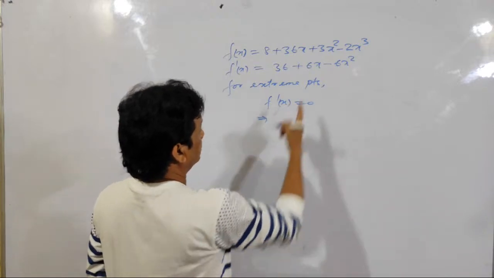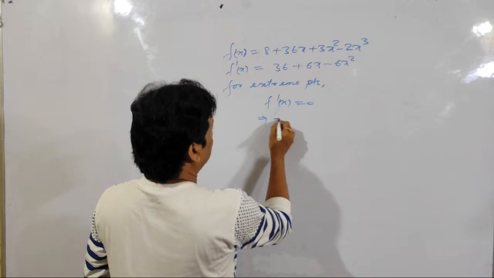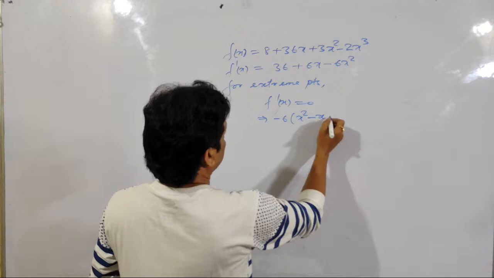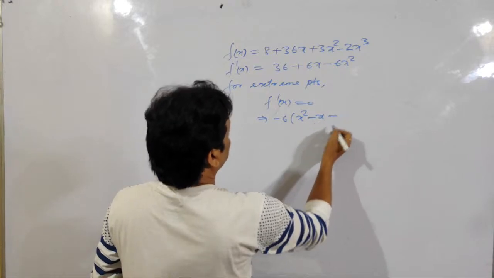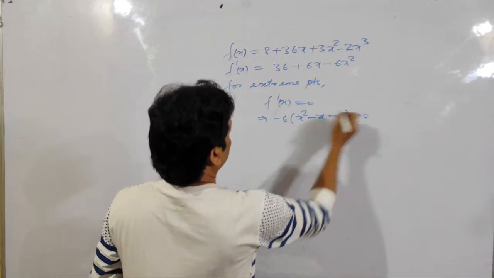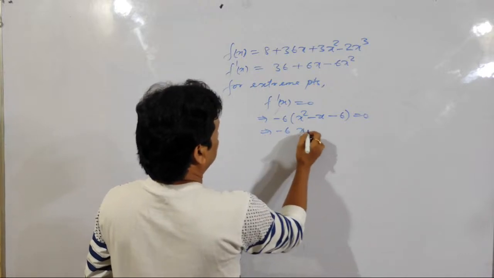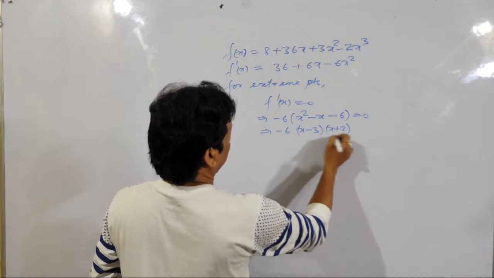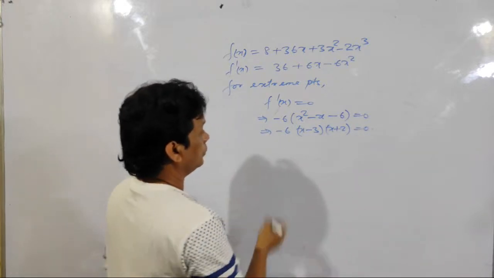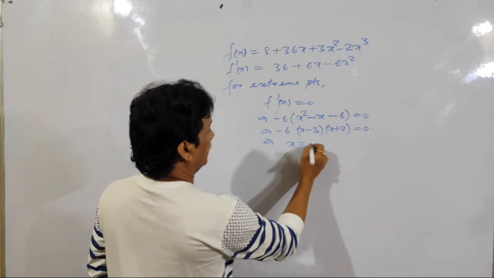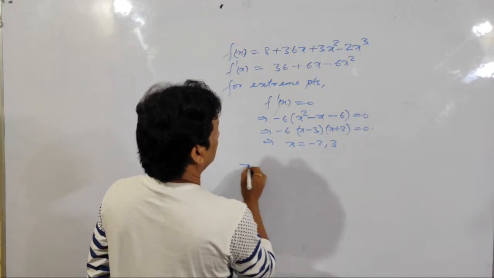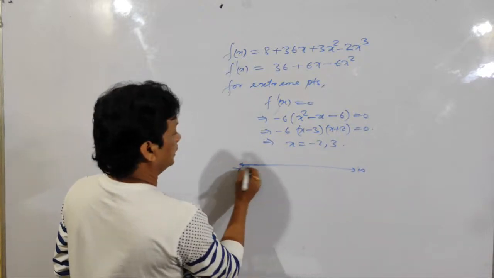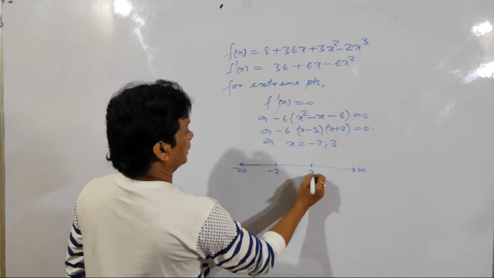That means this quantity, take minus 6 common, it will be x square minus x minus 6 equal to 0. Minus 6 into x minus 3 into x plus 2 equal to 0. Okay, so it implies x is equal to minus 2 and x is equal to 3. So draw the number line. This is minus infinity, and this one is minus 2, this one is 3.